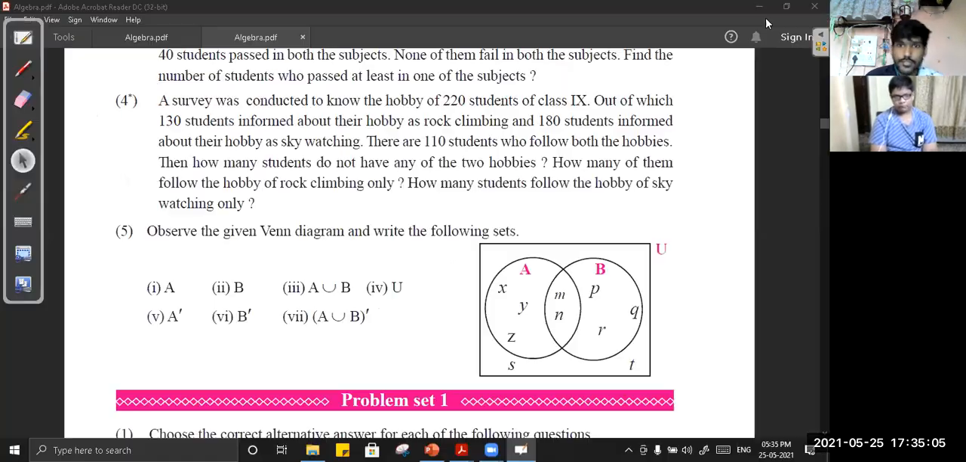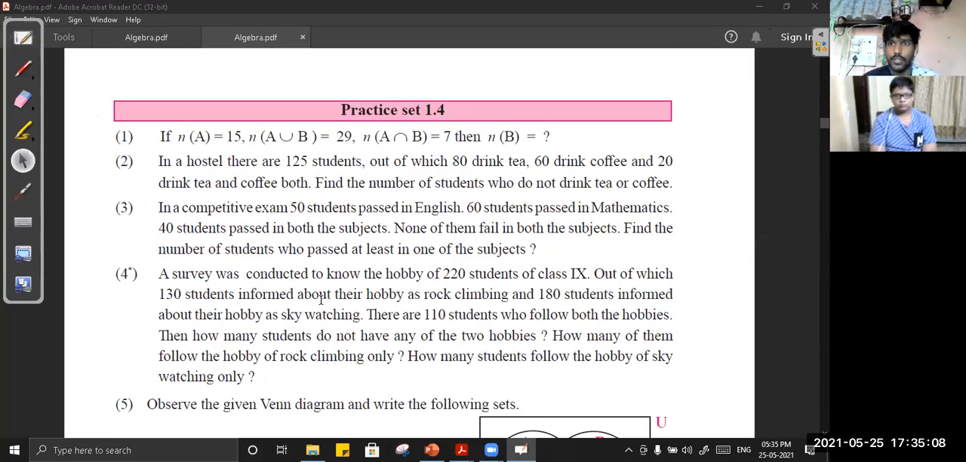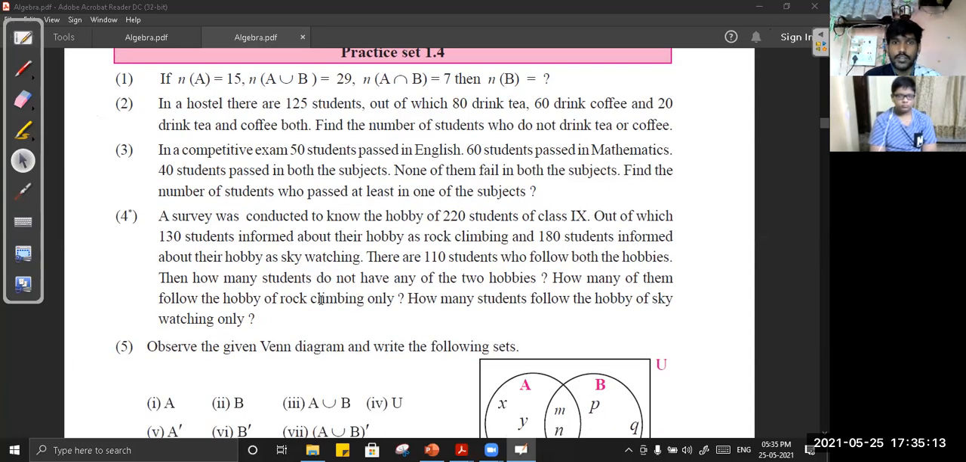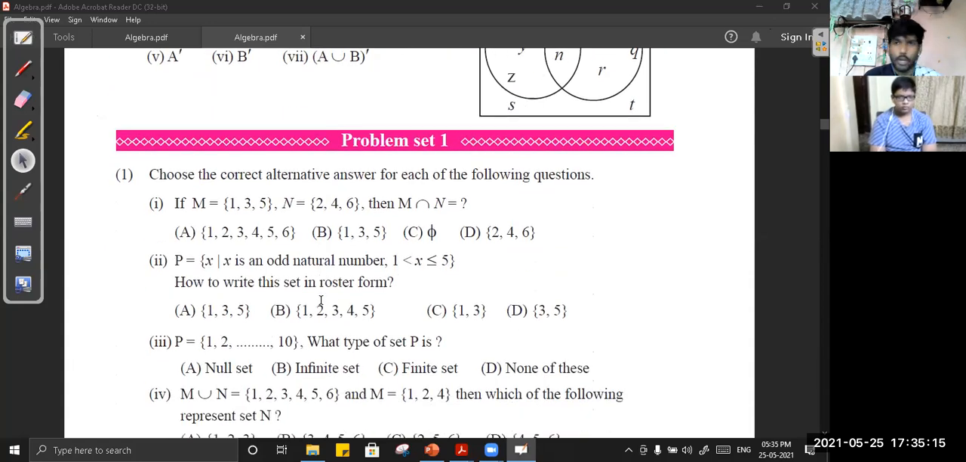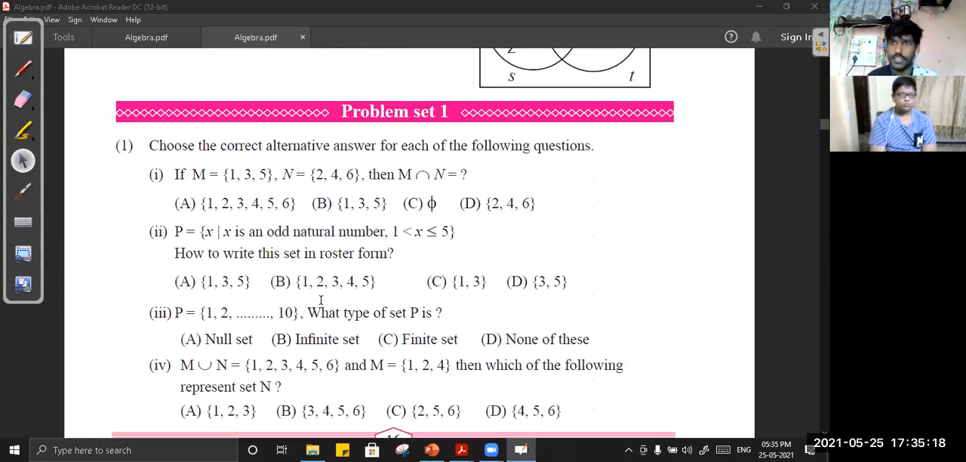So with that, we finish exercise 1.4, all the sums. Okay, so you can complete this also, you can write it. Problem set 1, we'll discuss a few sums and a few I'll give for homework. In problem set 1, the first one, these MCQs we did, except the fourth one. I think the first one also we did not do. We'll discuss it again.